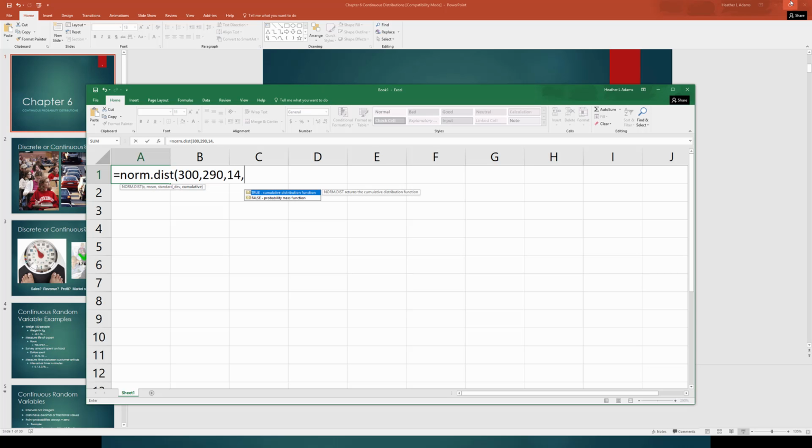And now remember in chapter 7, there's not really a need to put false here because I don't want exactly equal to 300 calories. I know that exactly equal to 300 calories is 0 because exact point probabilities are just 0. So I would never want to be finding that. So 76.2% chance.